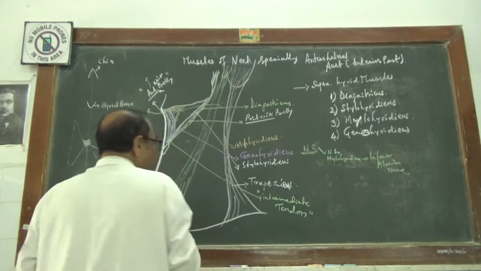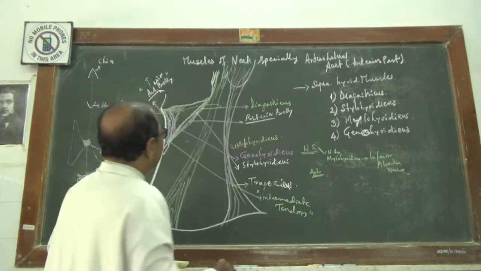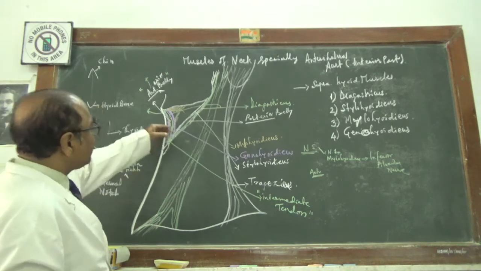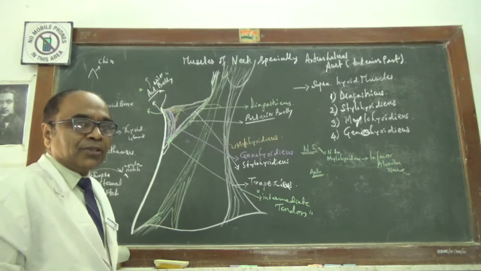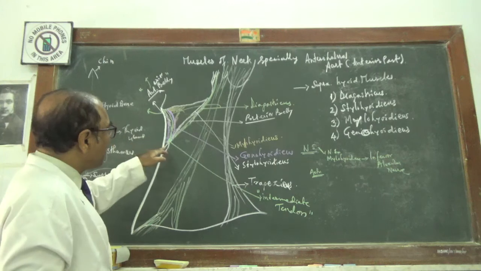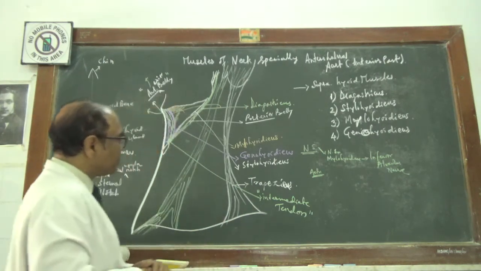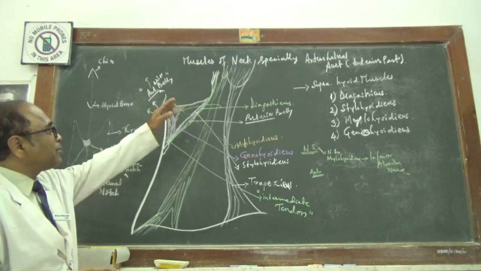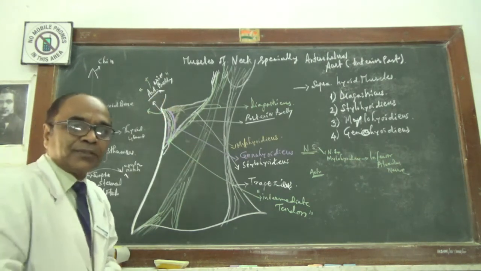So that is the action of the digastric. The anterior belly depresses, the posterior belly elevates. Together, elevation and depression of the hyoid, indirectly, it will be giving movement to the tongue also, because the tongue floor is formed by the mylohyoid. So that will be the other part.